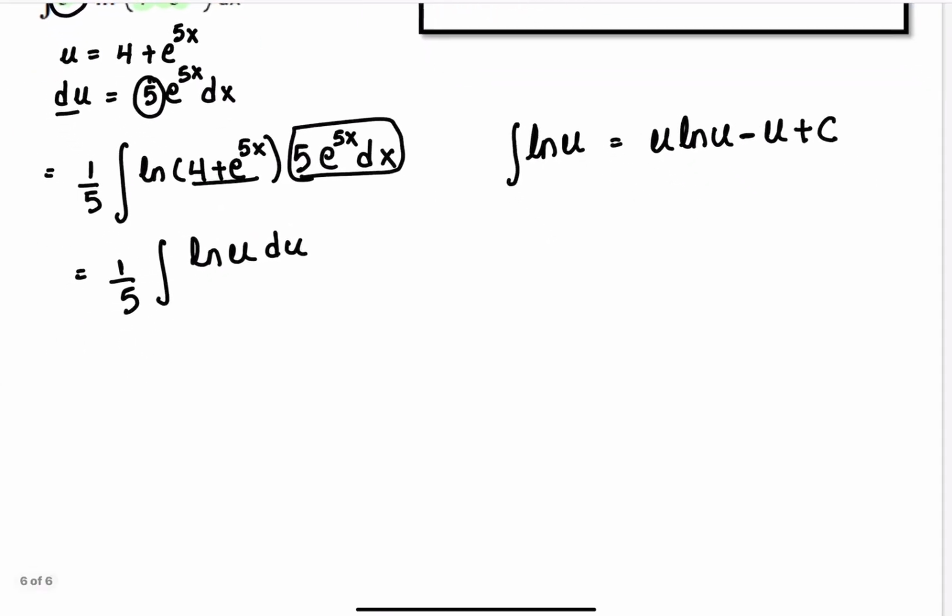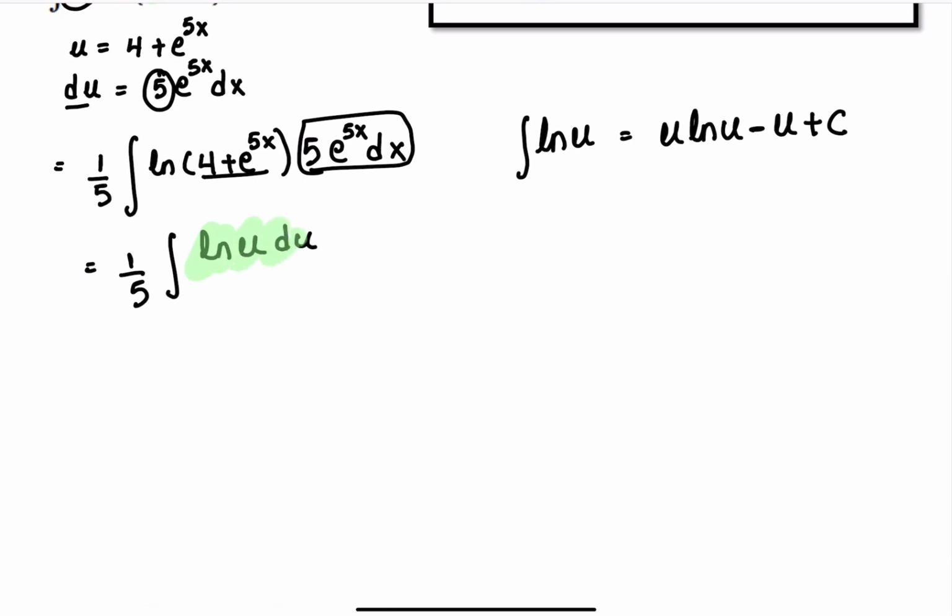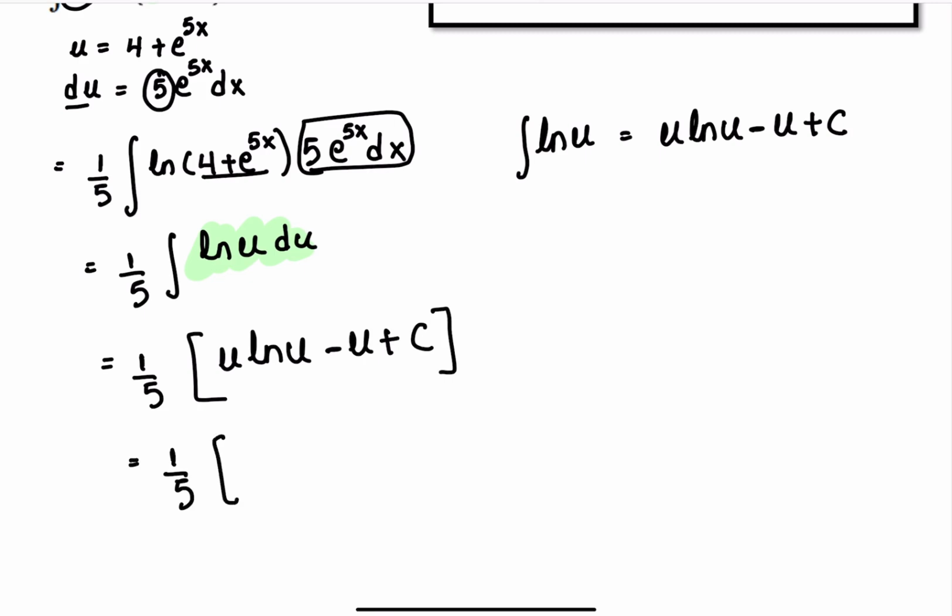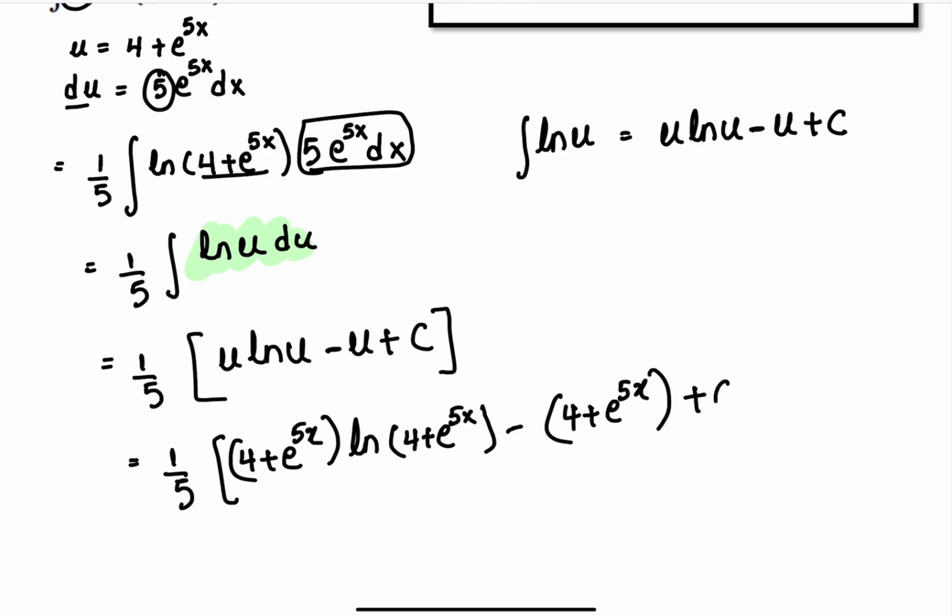So here in my integral, I don't have to do integration by parts because I have the formula. So I'm simply going to write this down. This is 1 over 5 times u ln u minus u plus c. And now this is 1 over 5. My u is 4 plus e to the power 5x, ln of my u, 4 plus e to the power 5x, minus my u, 4 plus e to the power 5x, plus c.